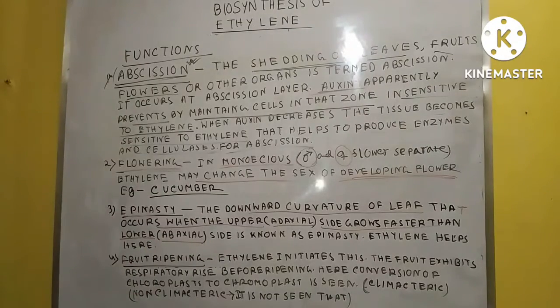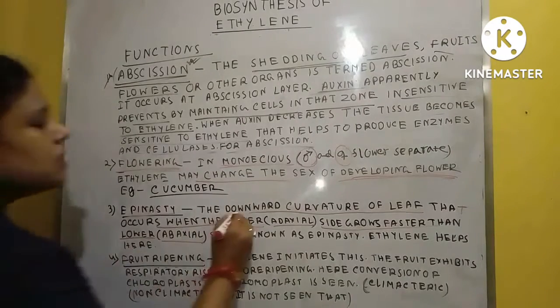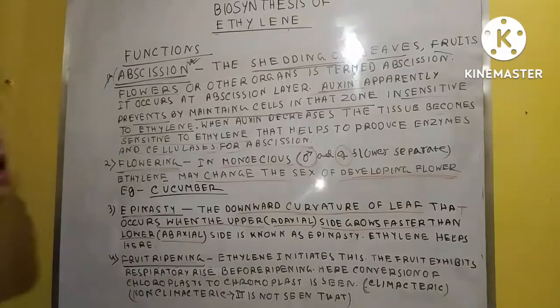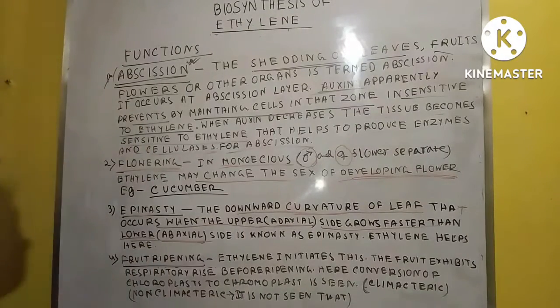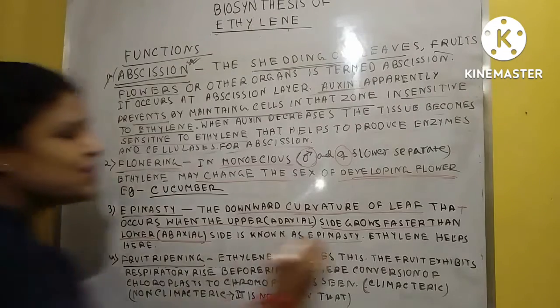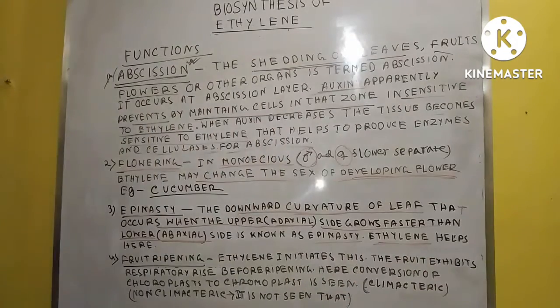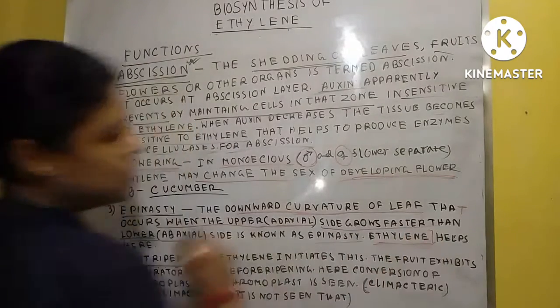Clear? So sometimes you can see there are some changes in the structure of the leaf. What changes? You can see the downward curvature. This downward curvature is seen when the upper side grows faster than the lower side. This is called epinasty, and this is possible only in the presence of the ethylene hormone. It is generally seen in leaves when ethylene production is occurring.